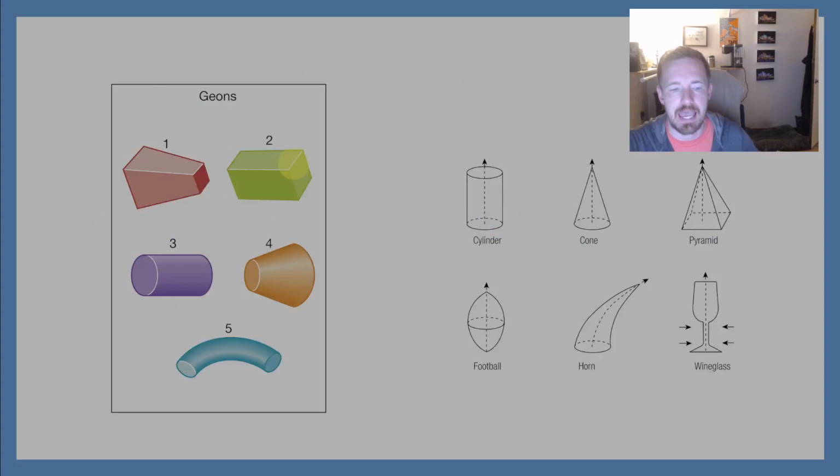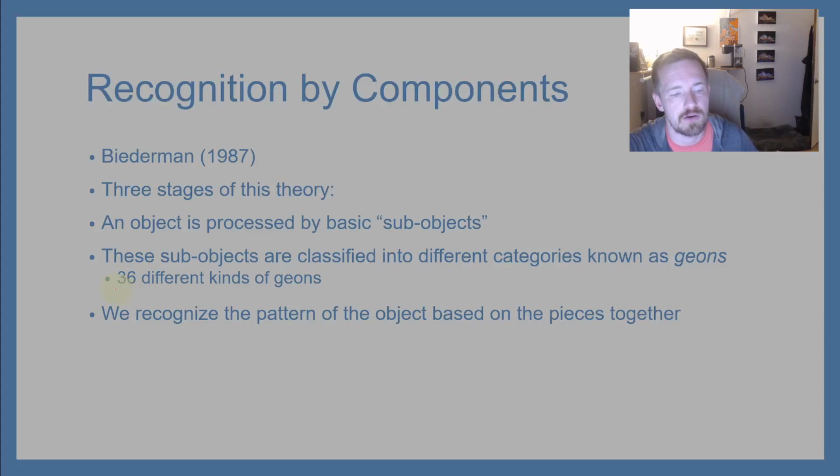And then finally, and I should say this number varies depending on who you ask, there are essentially 36 different kinds of geons.